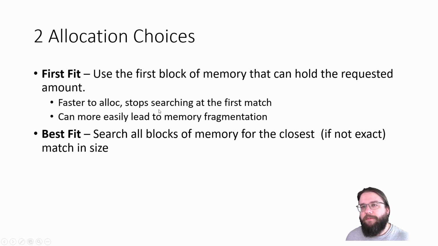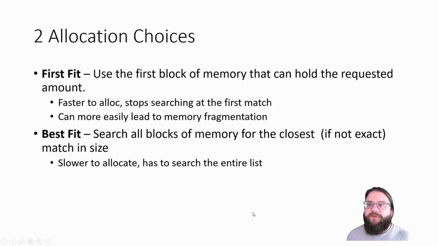And so there is a little bit smaller of a propensity to have memory fragmentation with the best fit model, okay? Best fit, on the other hand, is a little bit slower to allocate because it has to search the entire list for the best match. Now, arguably, if we find a block that is the exact size we need, we could probably stop at that point, and that would be an optimization that we could do there.